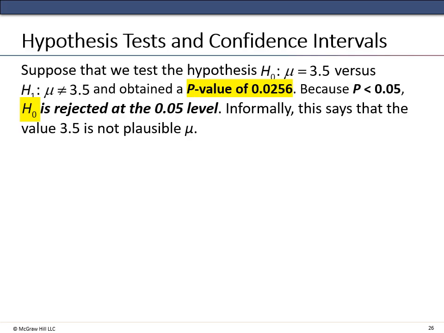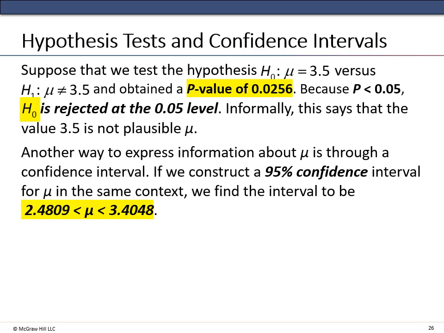Suppose that we test the null hypothesis that mu equals 3.5 versus the alternative that it does not equal 3.5, and we obtained a p-value of 0.0256. Because the p-value is less than 0.05, our level of significance, we say that the null hypothesis is rejected at the 0.05 level. Informally, this says that the value 3.5 is not plausible for the population mean.